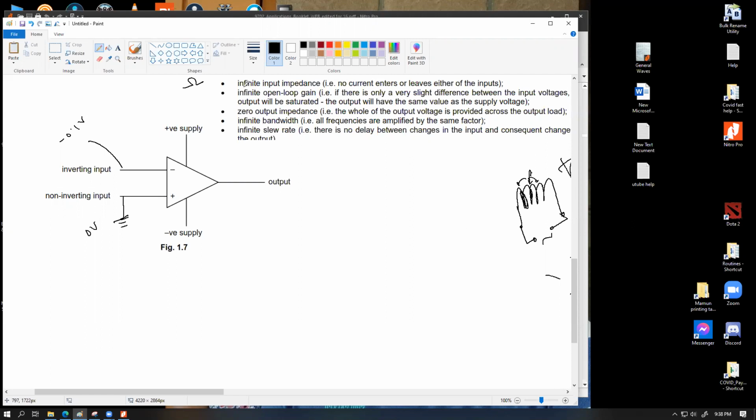The infinite input impedance means no matter how much voltage we have between these two ends, there will be no current flow from any of these terminals to the other through the op-amp device whatsoever. It means you can physically try to visualize there is infinite resistance between these two ends of the op-amp. No current flow can happen from any of the input to the other one. None whatsoever. This is the first property. Second property is that infinite open loop gain.